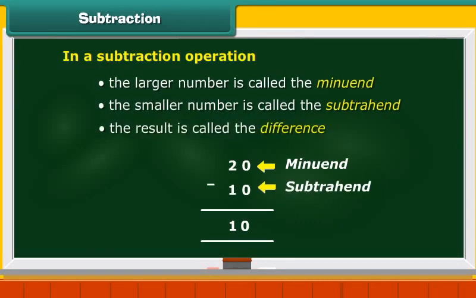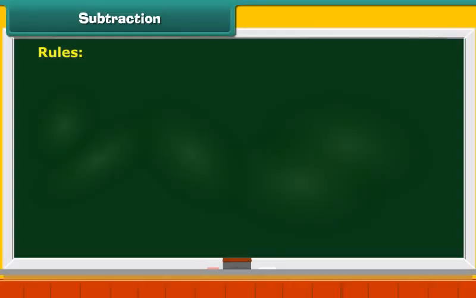Subtraction. In a subtraction operation, the larger number is called the minuend, the smaller number is called the subtrahend, and the result is called the difference. Before we proceed, let us look at the rules of subtraction.